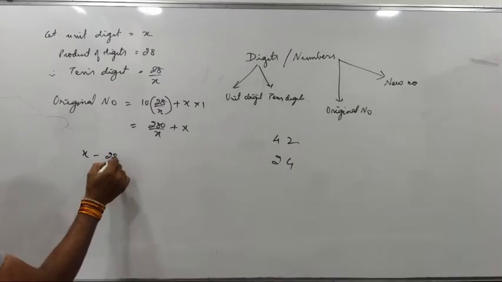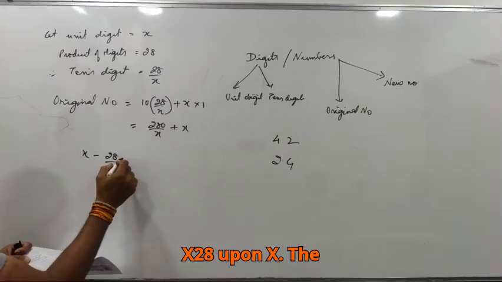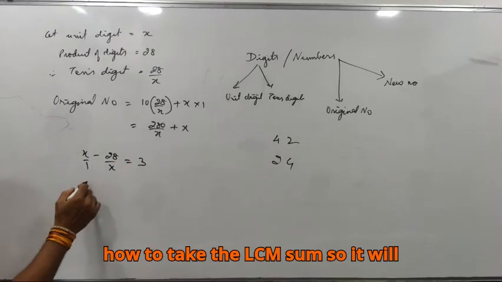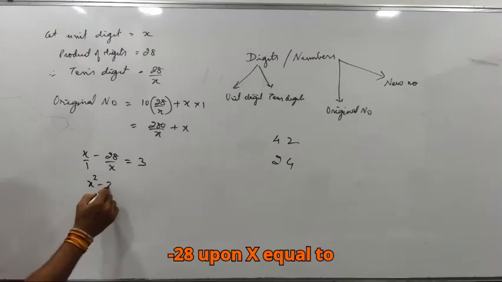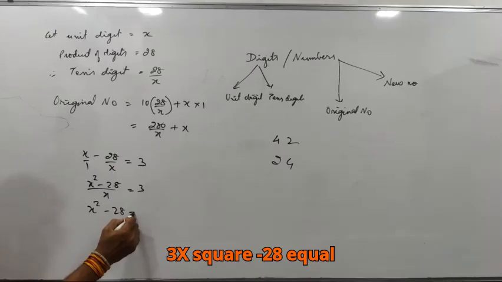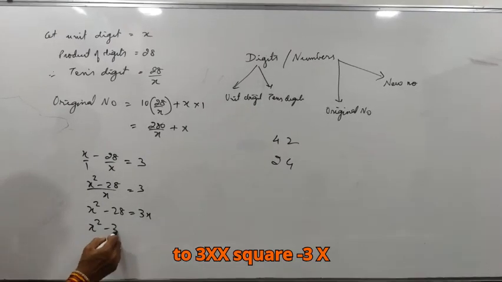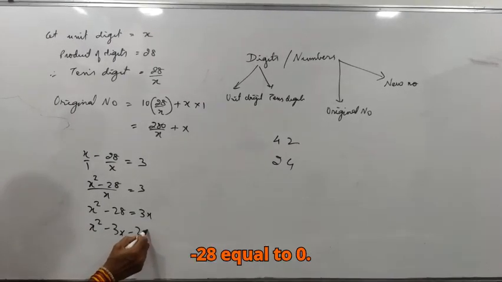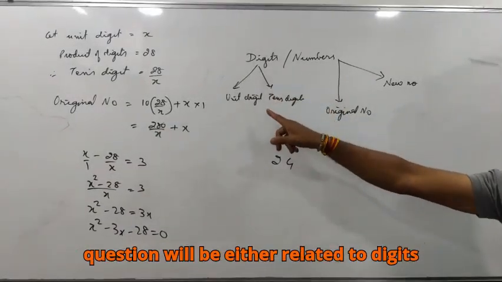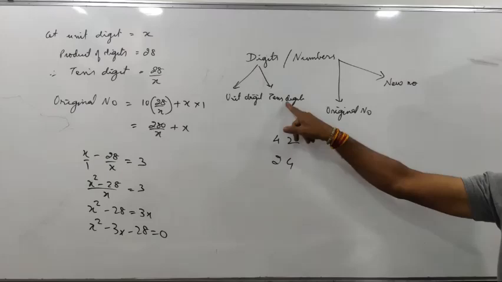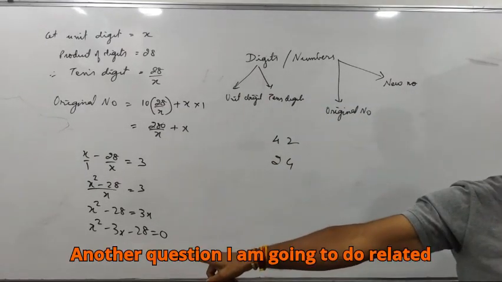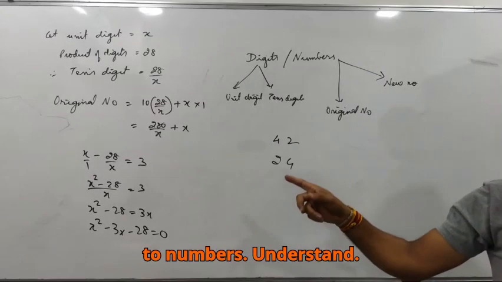So the equation will be x minus 28 upon x, and the difference is 3. You know how to take the LCM and solve. So it will become x square minus 28 upon x equal to 3. x square minus 28 equal to 3x. x square minus 3x minus 28 equal to 0. So I very clearly mentioned that the question will be either related to digits or related to numbers. This one question we have done related to digits. Another question I am going to do related to numbers. Understand?